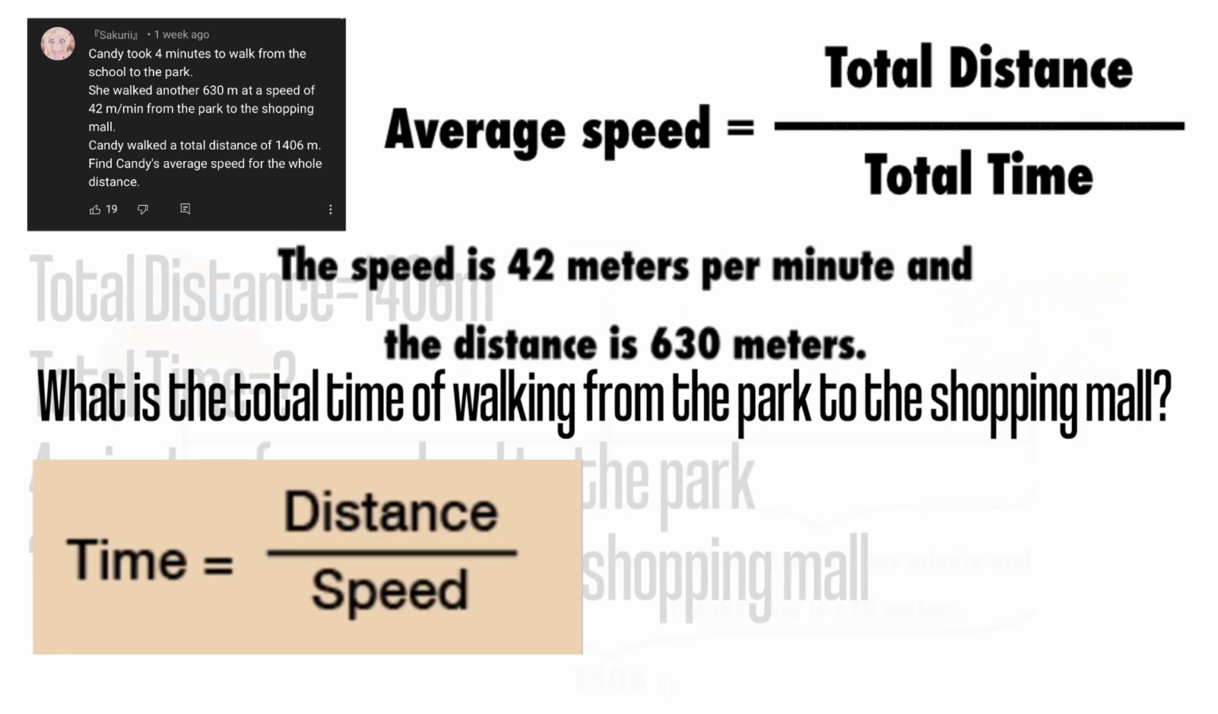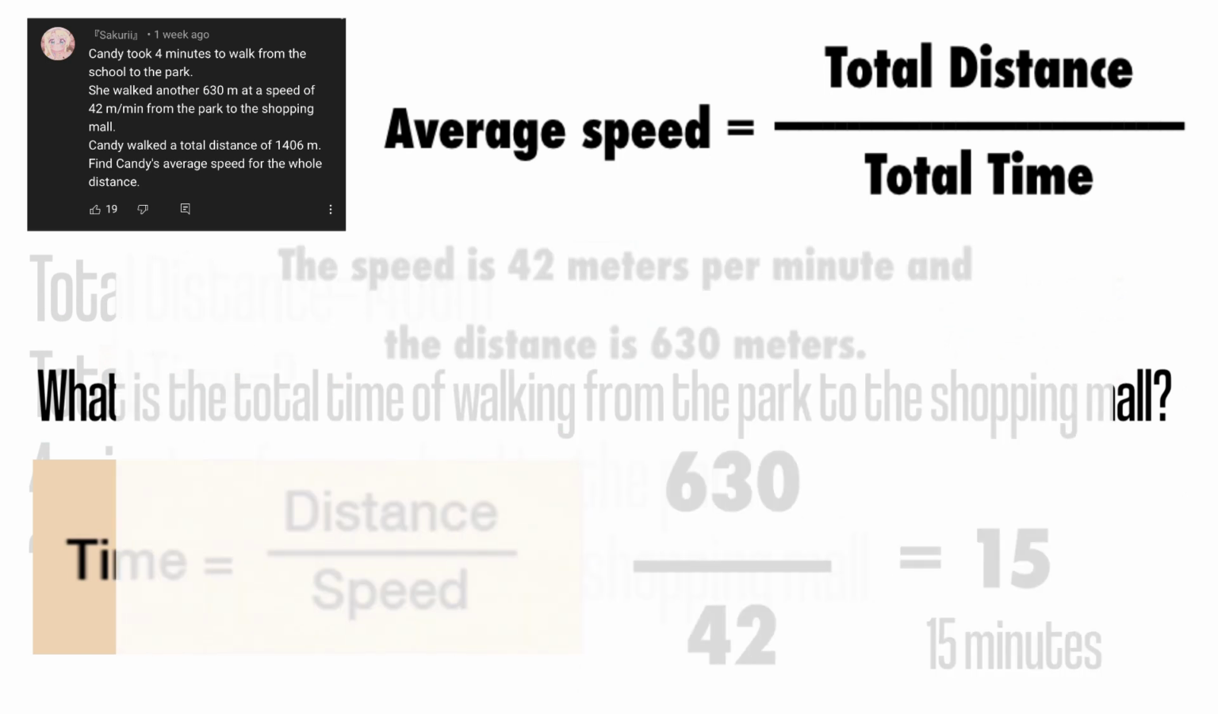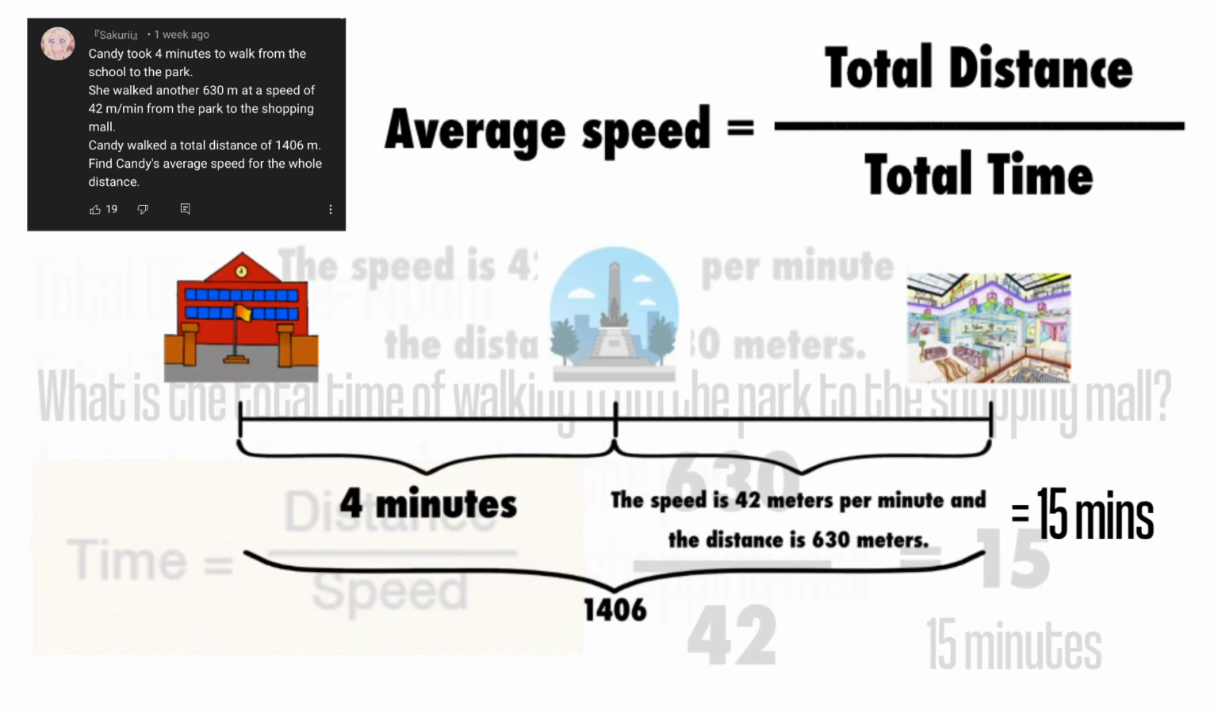To do so, we use a formula where the time is equal to the distance divided by the speed. The distance she walked from the park to the mall is 630 meters, with a speed of 42 meters per minute, according to the problem. So 630 divided by 42 is 15. That means it took her 15 minutes to walk from the park to the mall. Now that we know how long it took her to walk from the school to the park and the park to the mall, we can add those values up and get the total time.